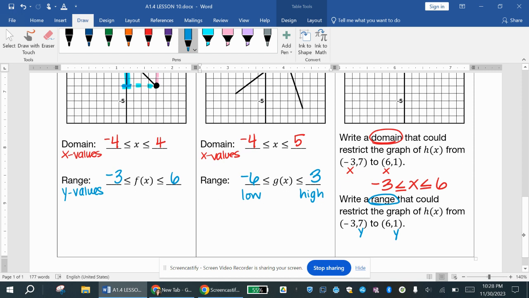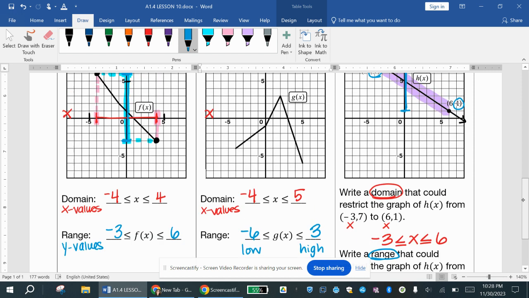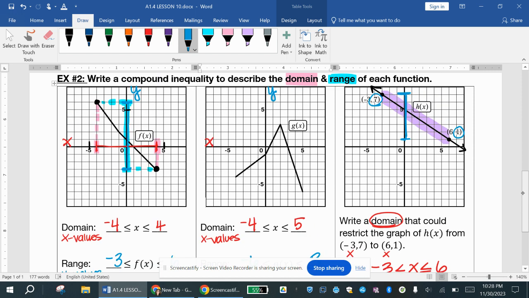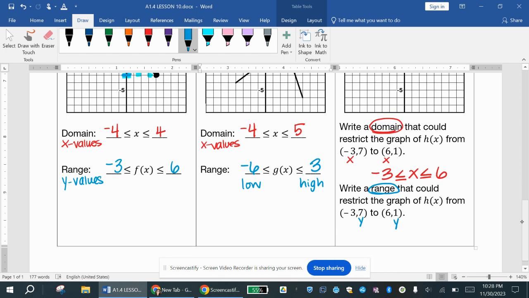But remember, you want to write it lowest to highest. On the graph, you can see that the lower point is (6, 1). So we want to make sure we write 1 is less than or equal to. Remember, y values are written like this, h(x), okay? So make sure you don't put x. x was for the domain. h(x) is for the range, since that's asking for the y values. And then less than or equal to 7.